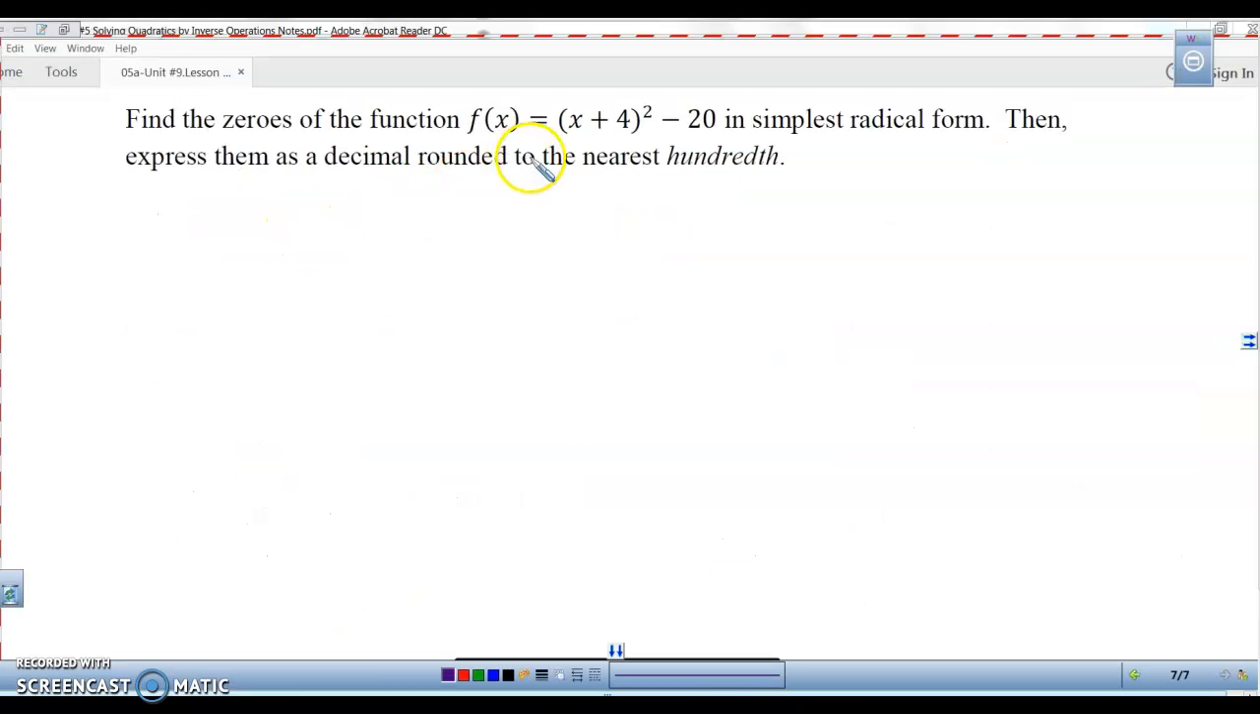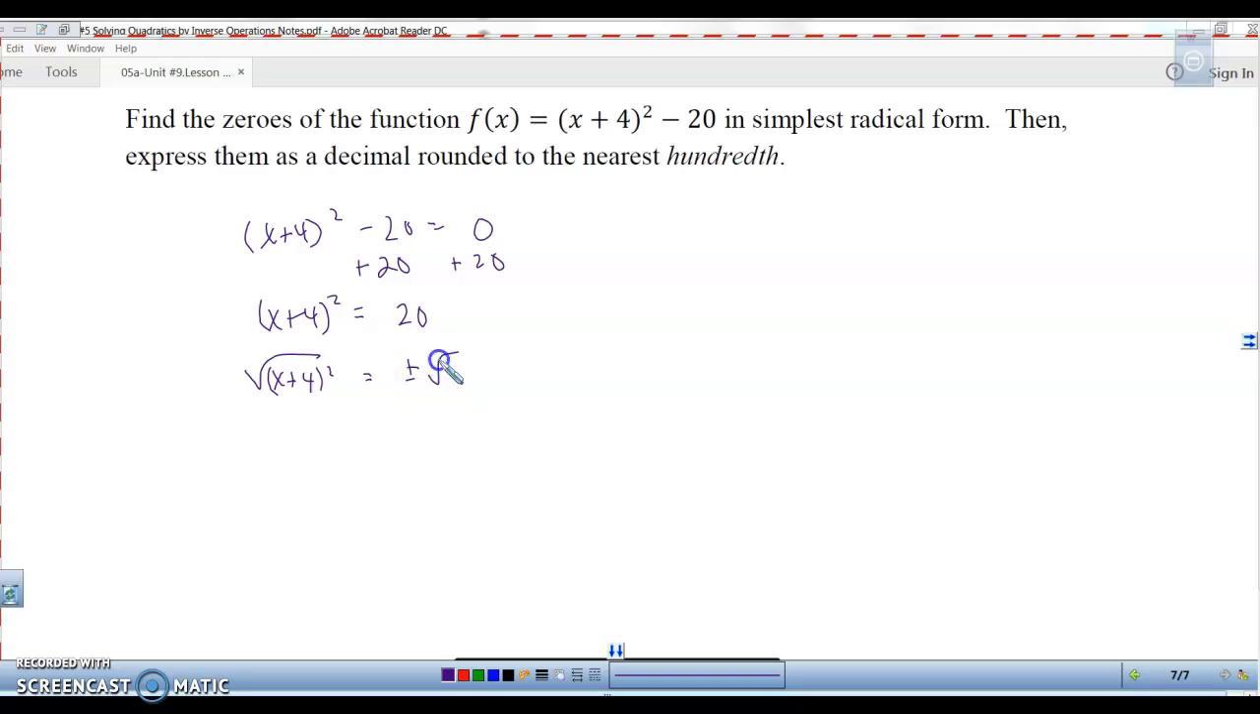Okay, so we want to find the zeros of this function in simplest radical form. So that means we set it equal to 0. All right, add the 20. And that gives me x plus 4 quantity squared is equal to 20. Got the square by itself, take the square root of both sides. Don't forget your plus or minus. The square root cancels out the square, leaving x plus 4. And then plus or minus, 20 has 4 in it as well, so this is 4 times 5. So x plus 4 is equal to plus or minus, what's the square root of 4? It's 2 times the square root of 5.